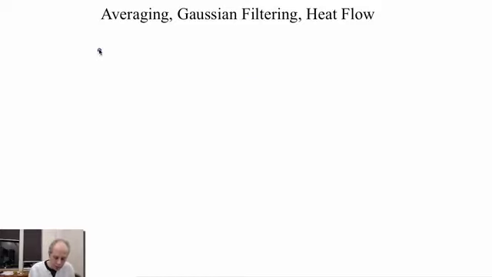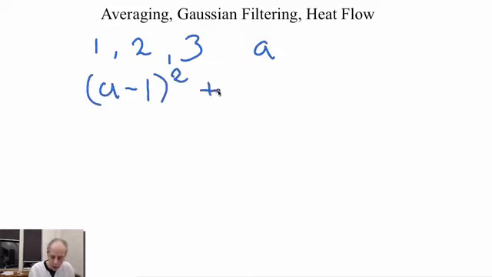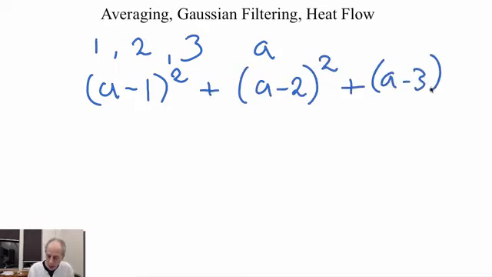Let's assume I give you three numbers, 1, 2, and 3. And I'm asking you the following question. I'm asking you to find a number a such that (a minus 1) squared plus (a minus 2) squared plus (a minus 3) squared is as small as possible. Find that number.